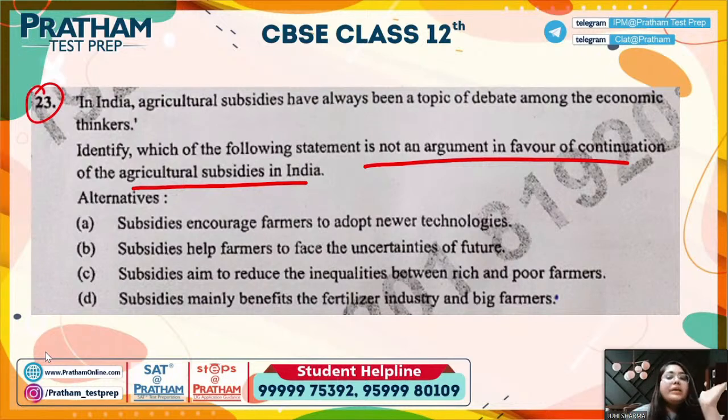big farmers. Now here the categorization has come in that among industries only the fertilizer industry and big farmers have been included, but no, subsidies actually benefit everybody, not just one industry. It benefits everybody, right? It benefits all the industries and it benefits more or less all the farmers. So option D is not in favor of the argument. Okay, so in question number 23, option D is the right answer. Again, I would put this question in the moderate level category.